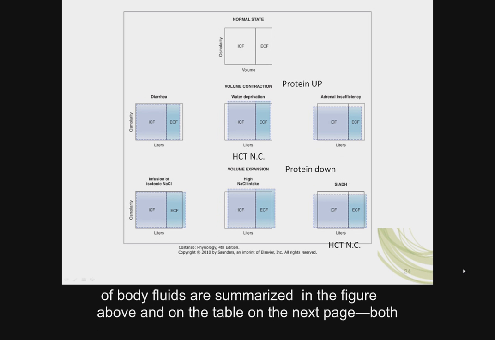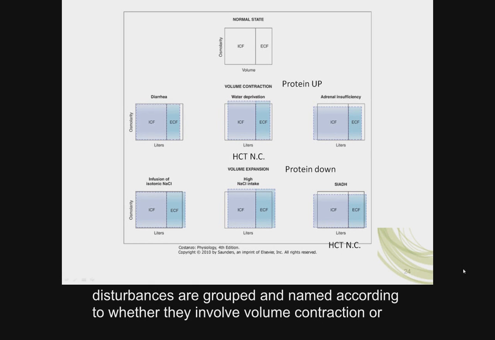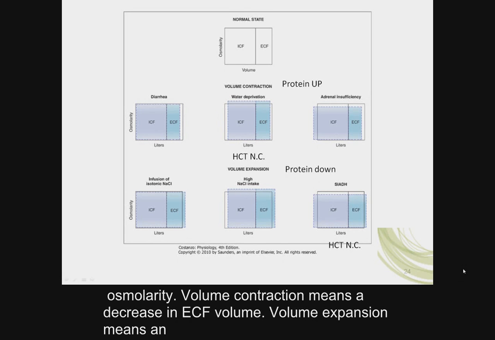Six disturbances of body fluids are summarized in the figure above and on the table on the next page or slide. Both this slide and the next are showing you the same things, just in different formats. The disturbances are grouped and named according to whether they involve volume contraction or volume expansion, and whether they involve an increase or decrease in body fluid osmolarity. Volume contraction means a decrease in extracellular fluid volume. Volume expansion means an increase in ECF volume.